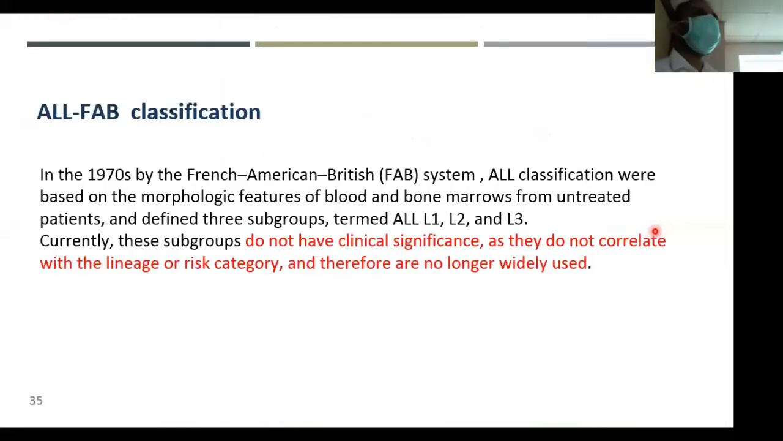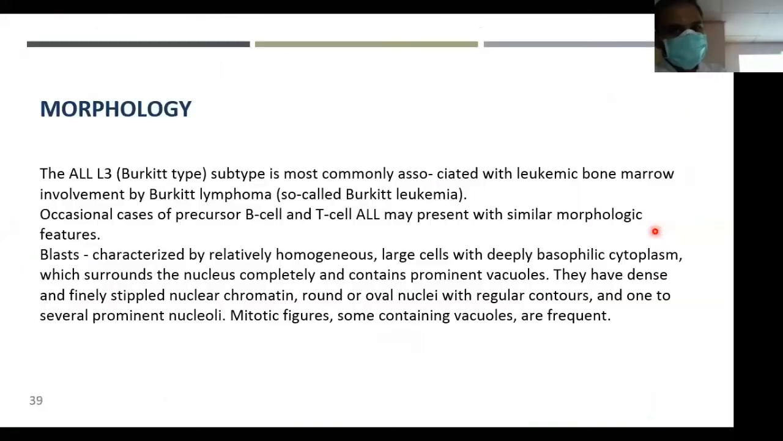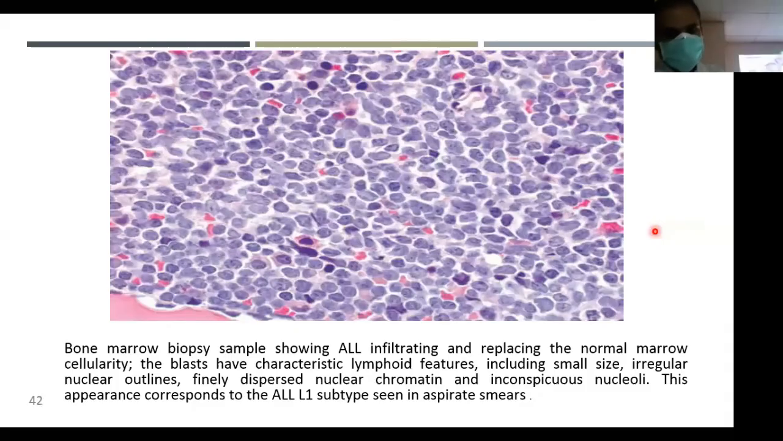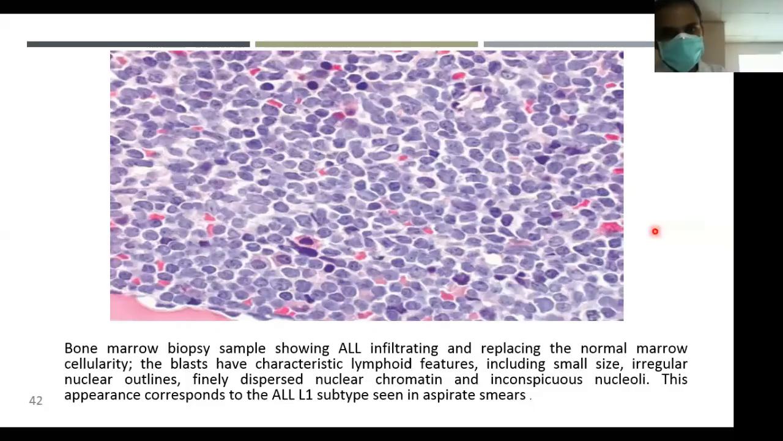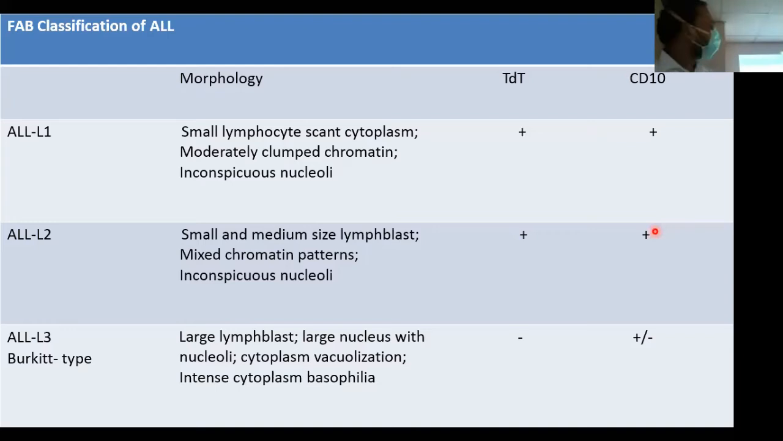Previously in ALL they used to call it L1, L2, L3, their morphological classification, how they look: small, small to intermediate size like that. But they lost significance. Now molecular and flow will decide. So I need not go to the FAB classification now. These are the common morphologies which we see: hand mirror appearance, cytoplasmic vacuoles, Burkitt lymphoma, starry sky pattern and all. Differences between L1, 2, 3: small lymphocytes, small, large lymphoblasts. So L3 is more aggressive, kind of a Burkitt-like presentation.